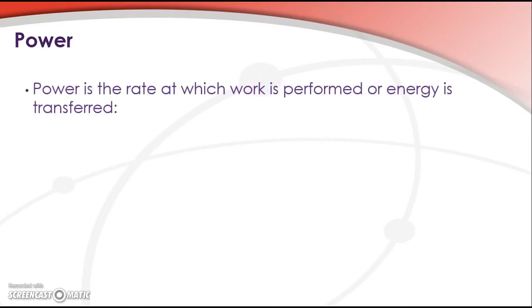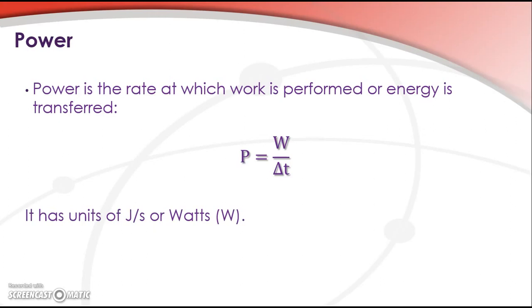Okay, so let's start a quick discussion on the concept of power. Power is the rate at which work is performed or energy is transferred. So, anytime we hear rate, we think divide by delta T. This is no exception. Power is the work done over an interval, over delta T. And this gives us our equation so that we can calculate power. So, of course, since work has units of joules, time has units of seconds, we can have units of joules per second, or watts.